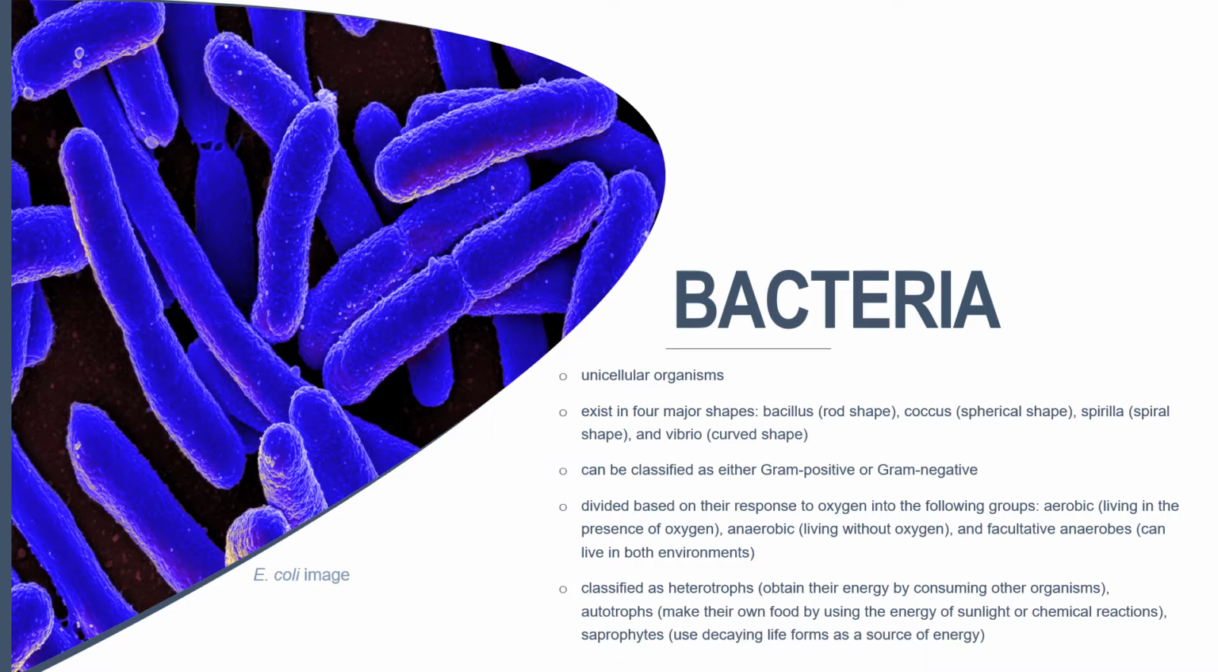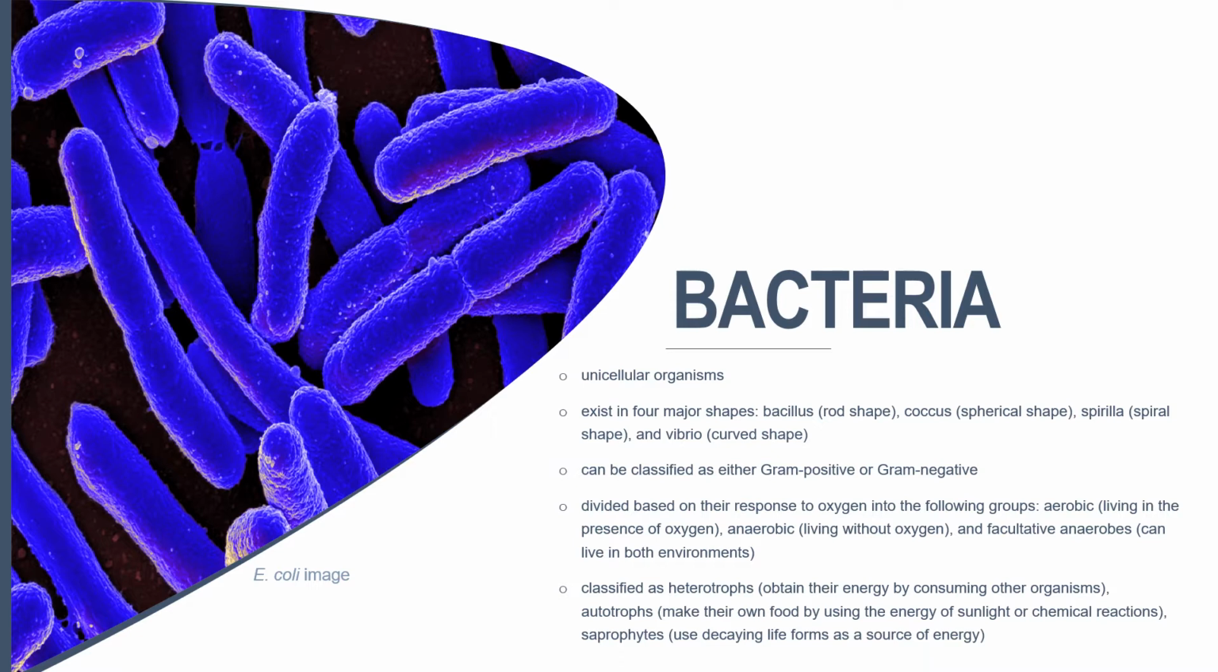Example on the left side, you will see an image of E. coli, a gram-negative rod-shaped bacteria. Bacteria can be classified as either gram-positive or gram-negative based on staining method. Bacteria are divided based on their response to oxygen into the following groups. We have the aerobic, living in the presence of oxygen, anaerobic, living without oxygen, and facultative anaerobes can live in both environments.